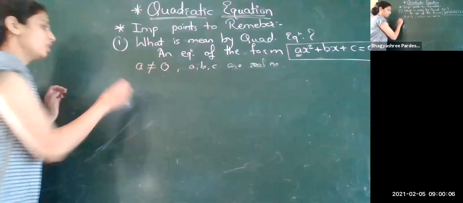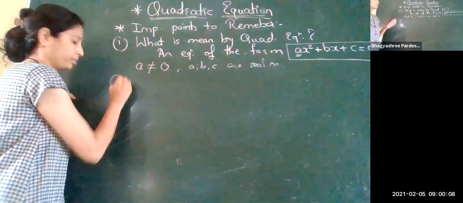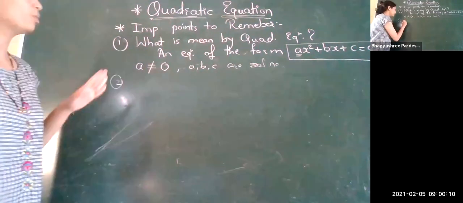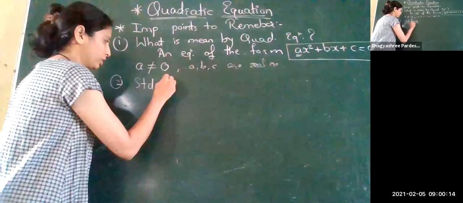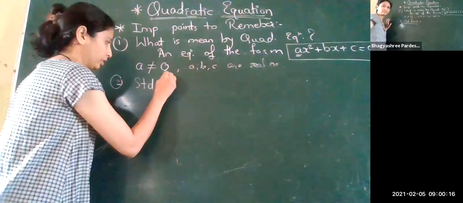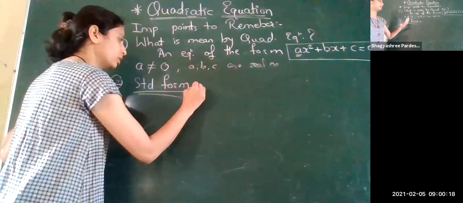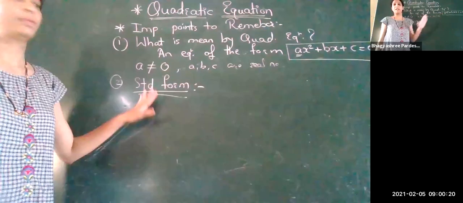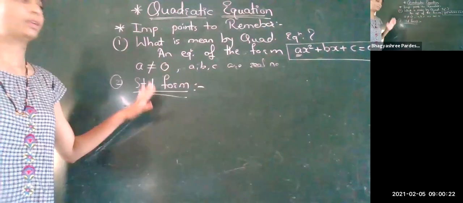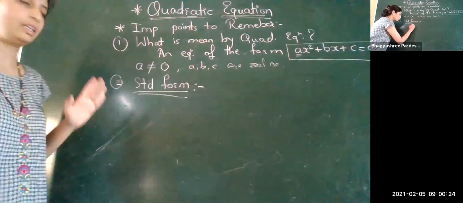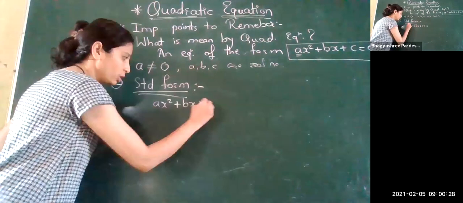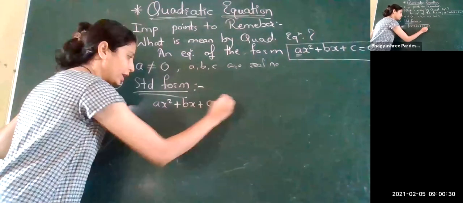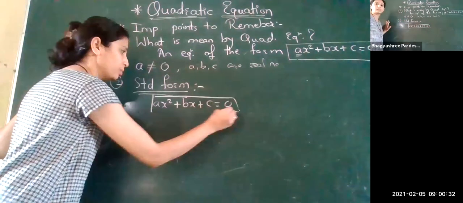Next one. What is the next important point? That is the standard form of a quadratic equation. Again, you know this very well that the standard form is nothing but this only, that is ax square plus bx plus c is equals to 0. This is the most important thing which we have to remember in the quadratic equation.